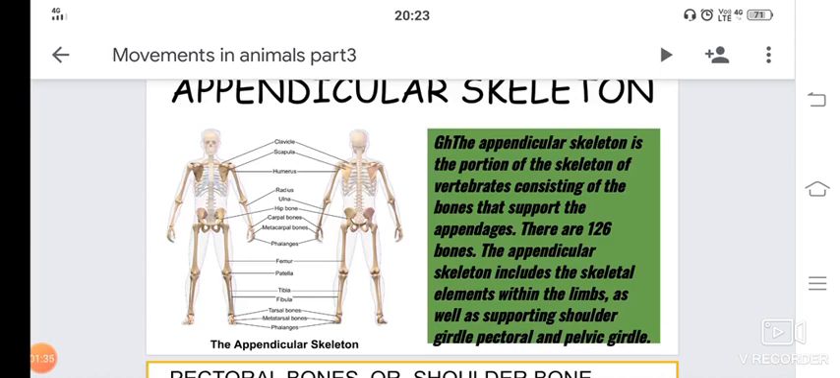This appendicular skeleton includes the skeleton elements within the limbs as well as the supporting shoulders, the pectoral and pelvic girdle. Actually, it is supporting the upper body with the help of our shoulders and limbs. We have limbs attached with the shoulder and the pectoral girdle. Pectoral means the lower part of our stomach. So these are the parts supporting our appendicular skeleton.